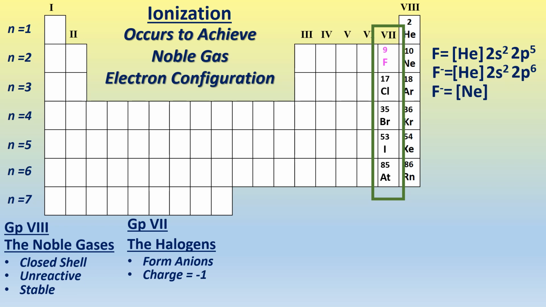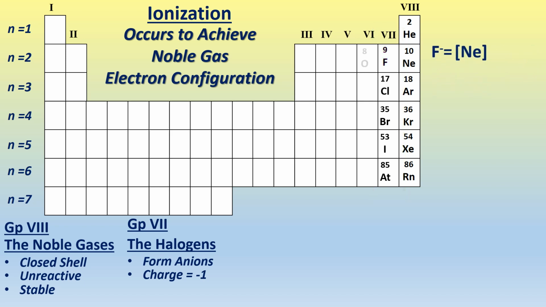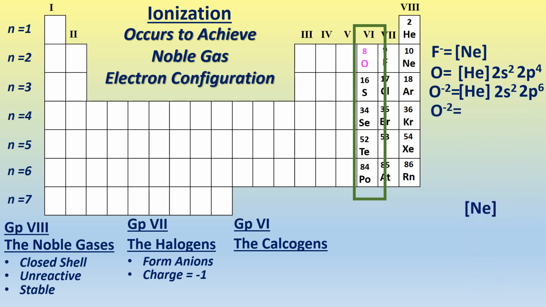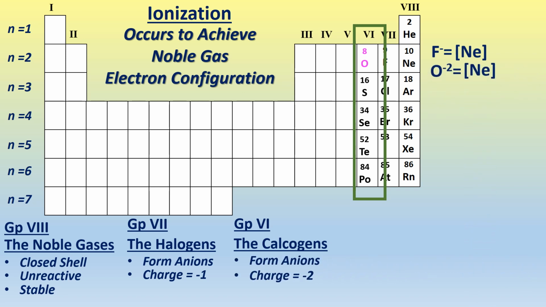Next to group 7, you have group 6, which were called the chalcogens: oxygen, sulfur, selenium, tellurium, polonium. Oxygen, 2s2, 2p4, takes 2 electrons and becomes 2p6, or again, the electron configuration of neon. Since group 6 is 2 away from group 8, every single element in group 6 will form an anion, a stable anion, with a charge of -2. The point of ionization is actually to get to the nearest, not the next noble gas.